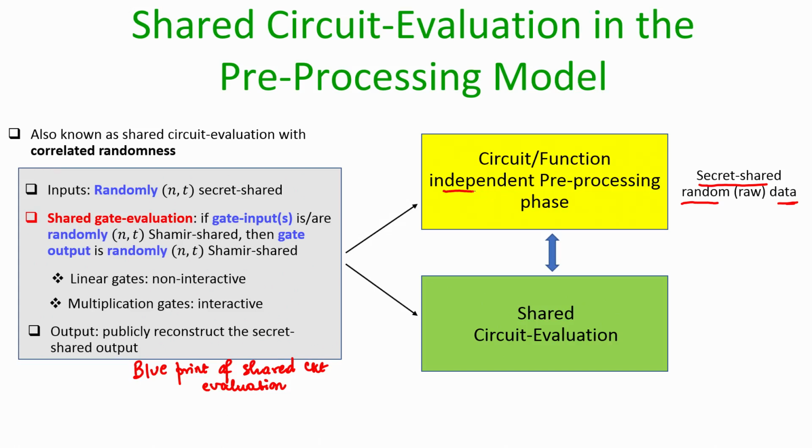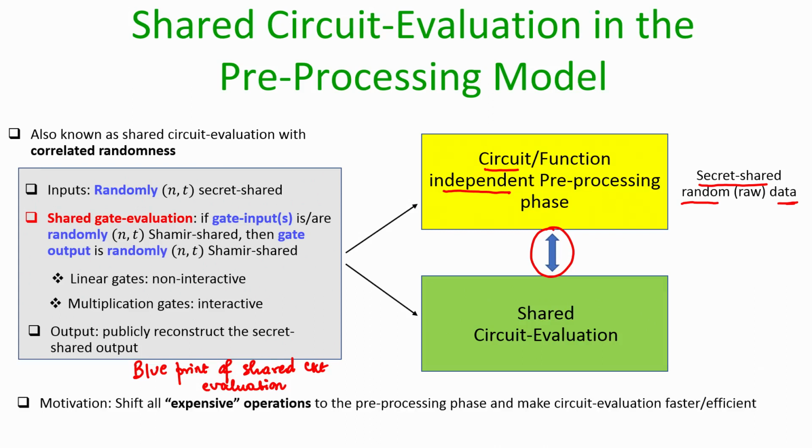The point is that the so-called random data that we are generating here will be independent of the actual function or circuit which the parties would like to evaluate. It will also be independent of the inputs of the parties, and that is important. So, it is a circuit and function independent pre-processing phase. Again, this will be done by the parties themselves, and the second stage is the actual shared circuit evaluation. There will be interaction among these two stages, in the sense that whatever data has been generated in the function independent pre-processing phase will later be utilized by the second stage.